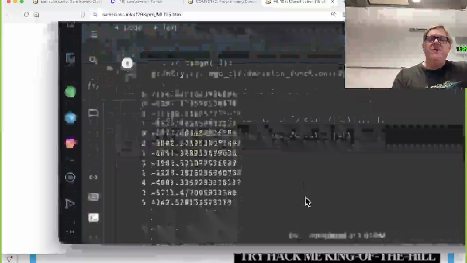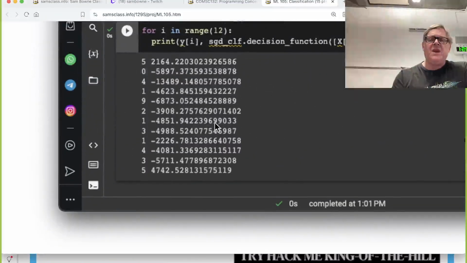And so you can view the raw output here. You can see here's the raw output for various inputs. So this 5 gets a number of 2,000, the 0 gets minus 5,000, this 4 got a minus 13,000. And so if the threshold is 0, you call this a 5, and you call that a 5, and you call all these non-5.